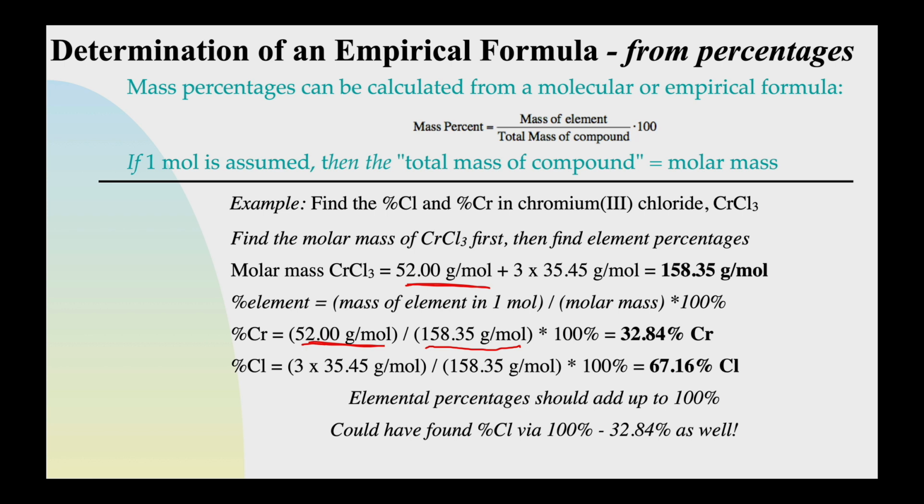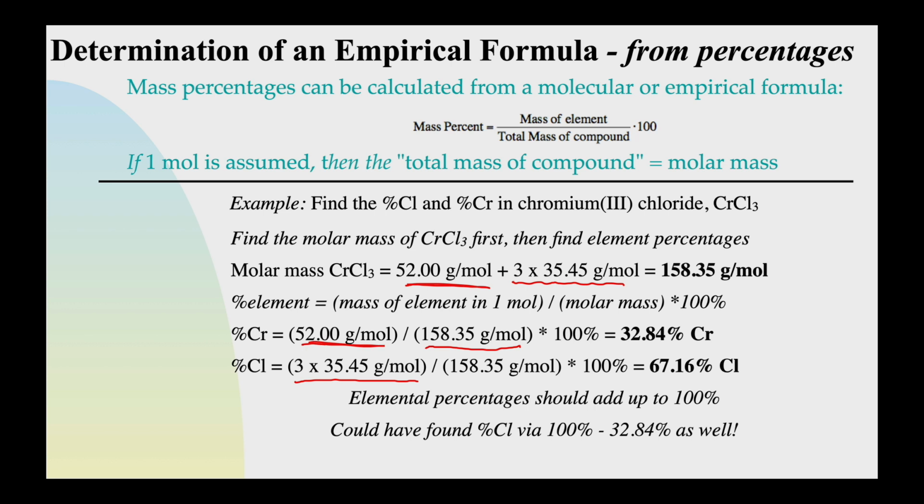This compound is 32.84% chromium. Now for chlorine, it's the same idea, but remember we multiplied chlorine's mass by 3 because of the 3 Cl's. And we want that whole thing in the top part there when we figure out percent chloride. So for percent chloride, 3 times 35.45 divided again by the molar mass of the whole thing times 100%, 67.16% chlorine. And if we sent this compound away for analysis, we would hope to get 32.84% chromium and 67.16% chlorine.